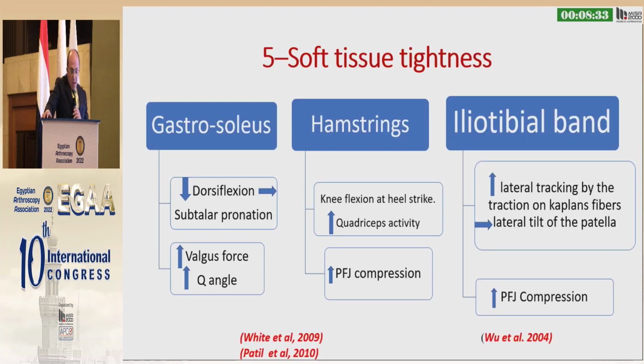Soft tissue tightness. In case of gastrosoleus tightness, there is a decrease in the dorsiflexion of the foot, which is compensated by subtalar pronation and increases the valgus force and the Q angle. With tight hamstring muscles, the knee flexion at heel strike increases the quadriceps activity, which later on increases the patellofemoral compression force. A tight iliotibial band causes lateral tracking by traction on the Copland's fibers, leading to lateral tilt of the patella and increasing the patellofemoral compression force.